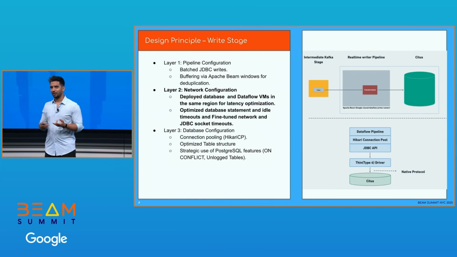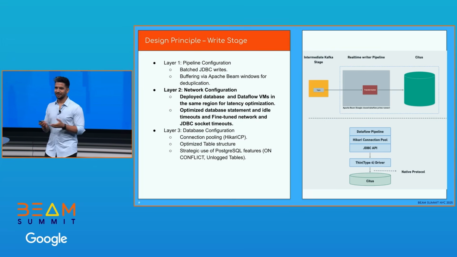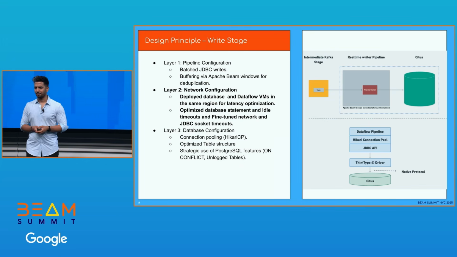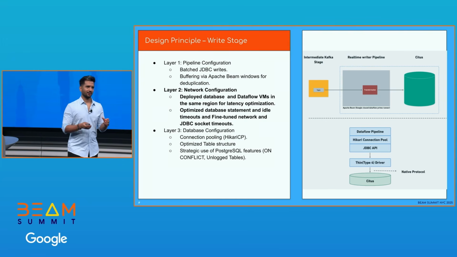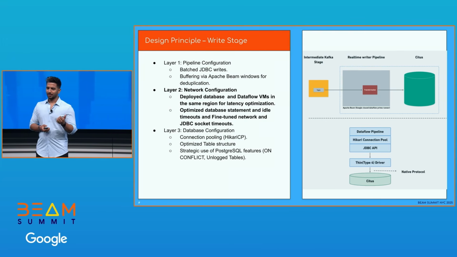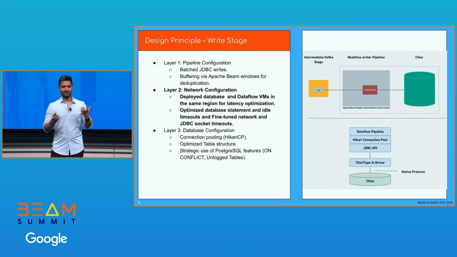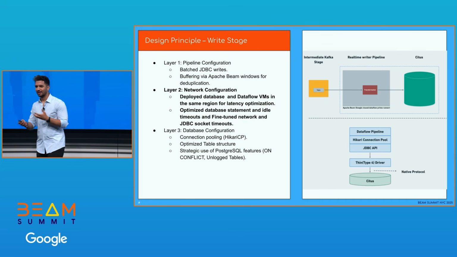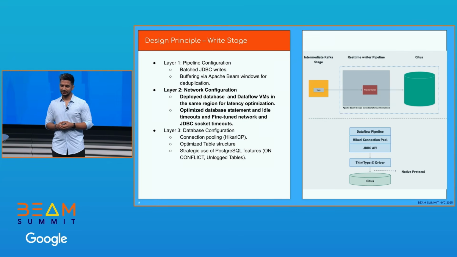Layer 2 is the network layer, and it's something that often gets overlooked. However, it's super important if you really want to optimize the latency of your end-to-end system. One of the things that we do is make sure that our data flow pipelines and the data stores or databases are co-located in the same network zone. That helps improve your latencies.